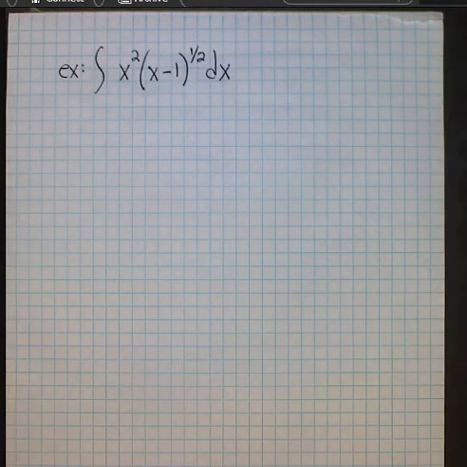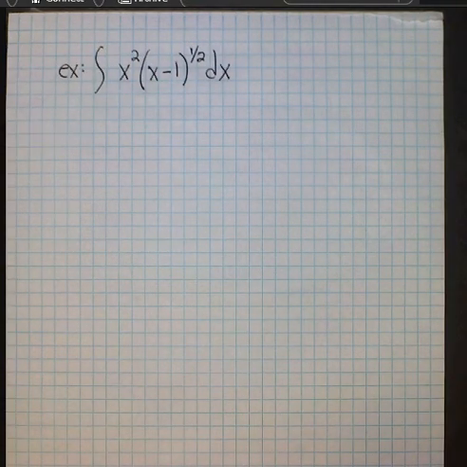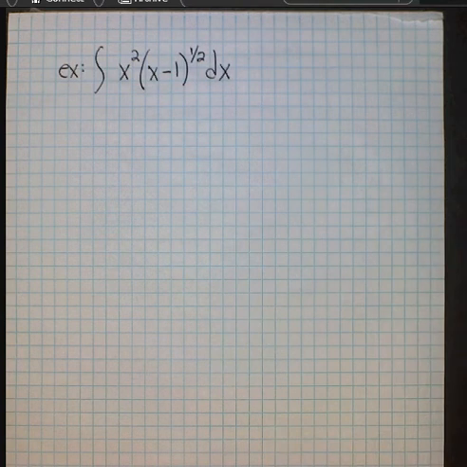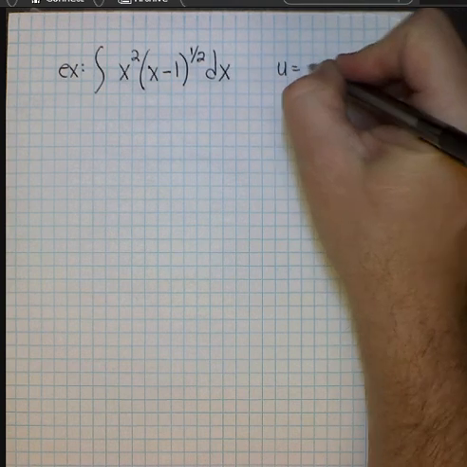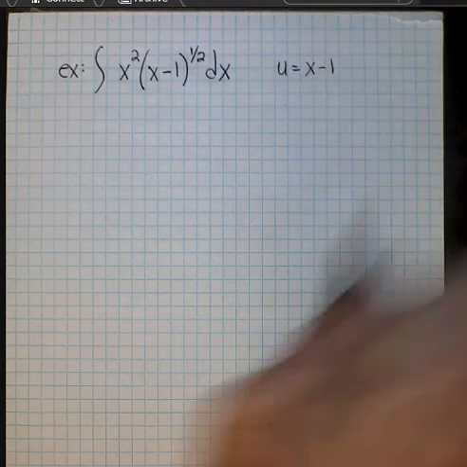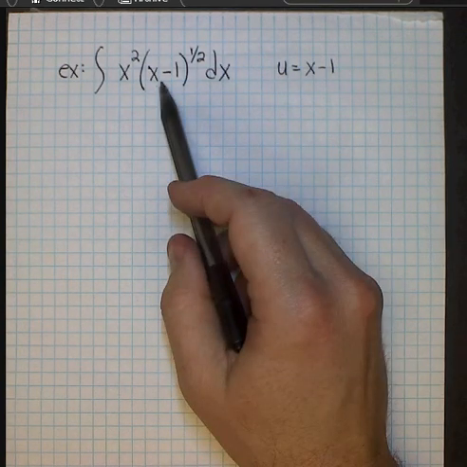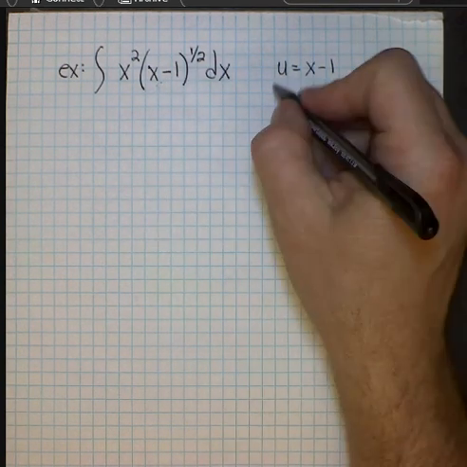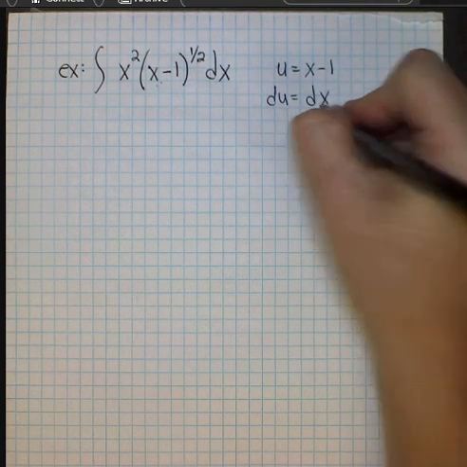Well, here's another problem that we have, in which it's a little bit more complicated because now I have that x squared in front, but it's done the same exact way as the last question was done. We're going to start with substituting in for x minus 1, okay? Then that means that du is going to be dx.